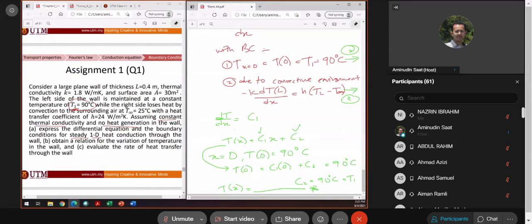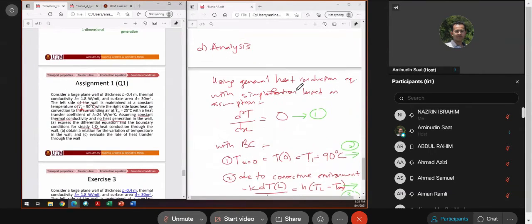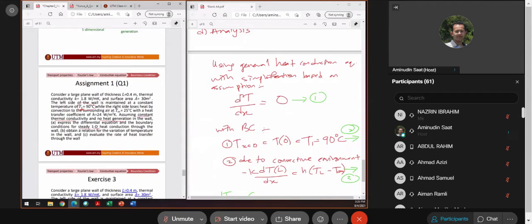From that particular equation, so what is the question actually? First, express the differential equation and the boundary condition for this case. So basically, this is the first answer. This is the A. So this one, and this one. That is part A.